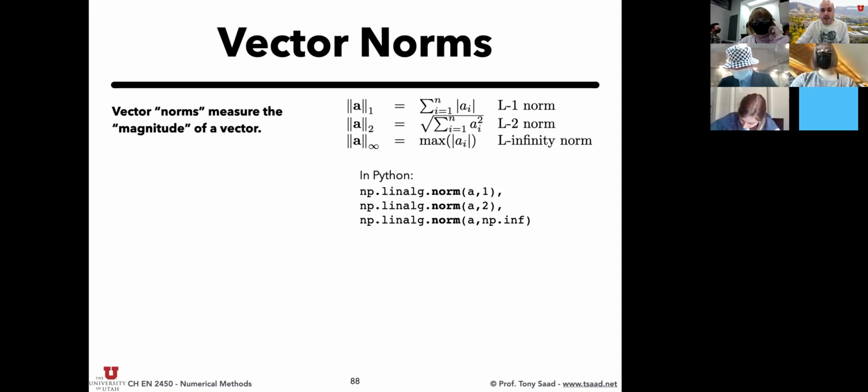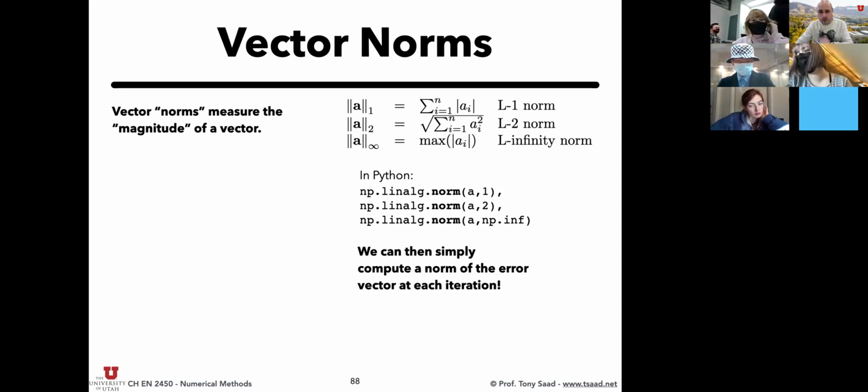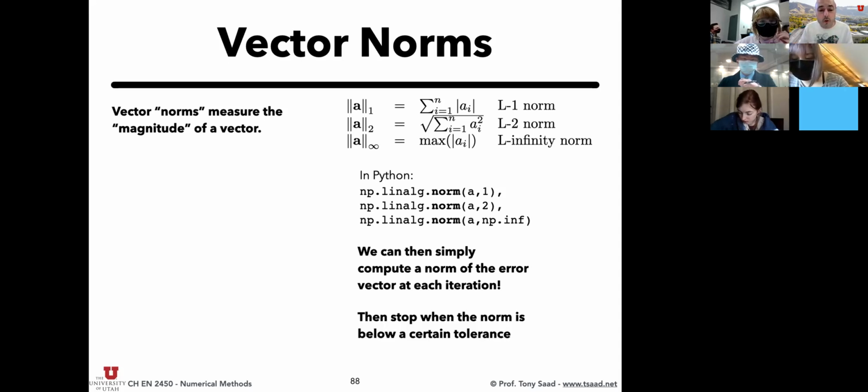So these norms, you take a vector A, and when you call norm A1, that gives you the L1 norm. Norm A2 gives you the L2 norm, which is the Pythagorean average. And the np.inf gives you the L infinity norm. Okay. And then for each iteration, we can simply compute a norm of the error, an aggregate measure of all of these errors. I want one number. And that number, I'm going to hold it accountable to how many decimal points I need in my solution. Okay, and it works so well.